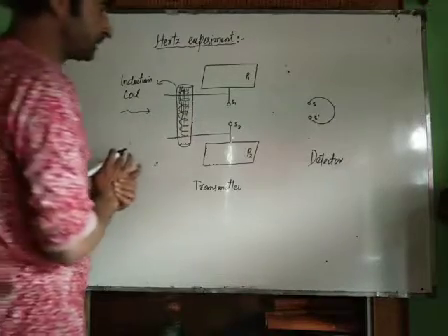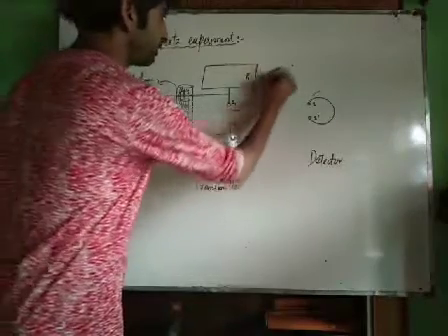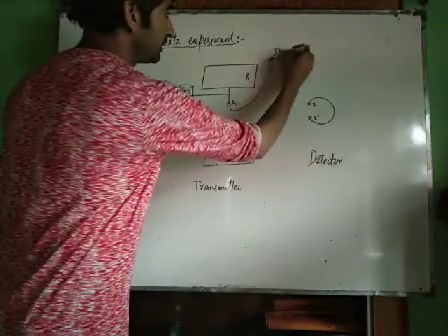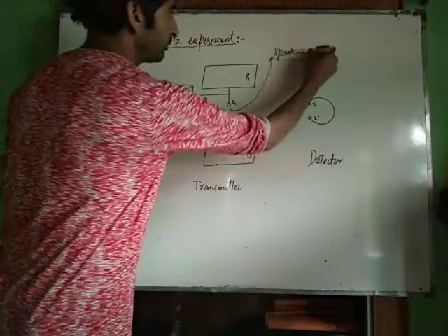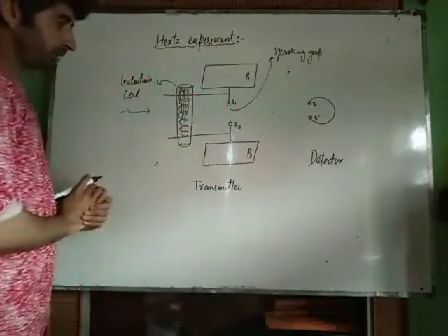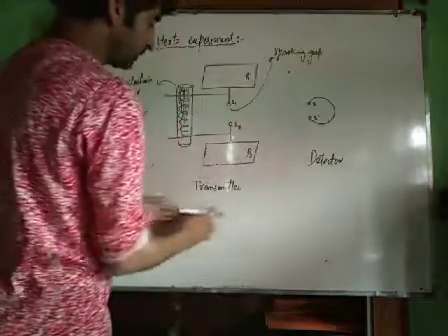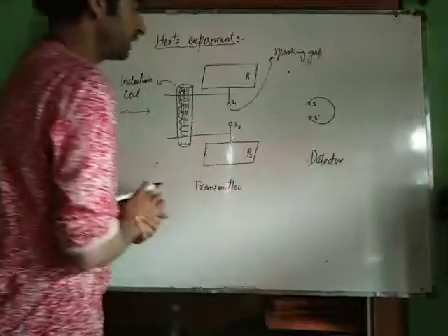Now see what happens. This gap between S1 and S2 is called the sparking gap. Why is it called the sparking gap? We will have a look at it. Now see, this whole system is called the transmitter and this is called the detector.